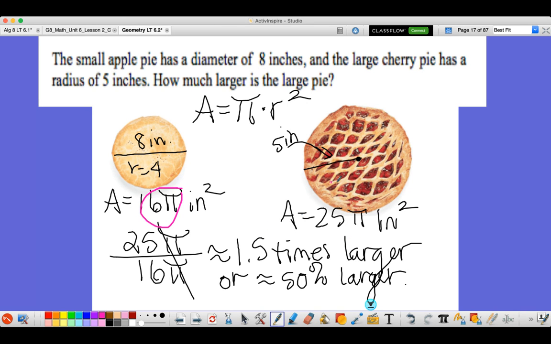So if I want to know how much bigger this large pie is than this small one, I'm finding a ratio here. So I'm taking my area of the large pie, the 25 pi, and dividing it by the area of the small pie, 16 pi. You end up getting 1.5625. So we would just say it's about 1.5 times larger, or 50% larger than the small pie.